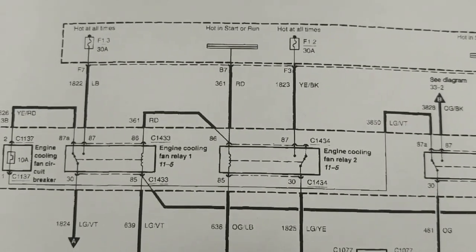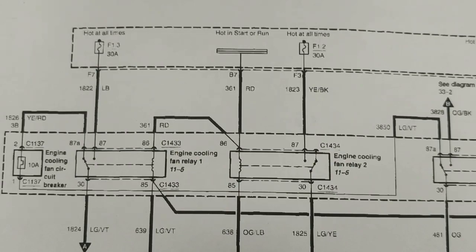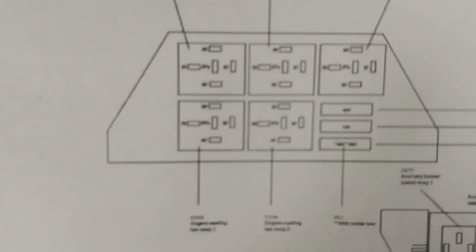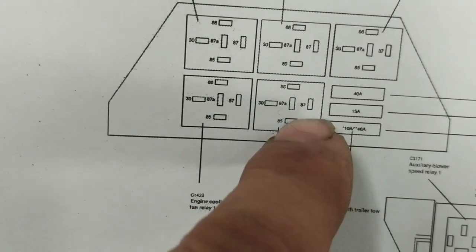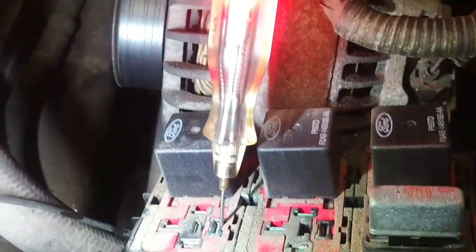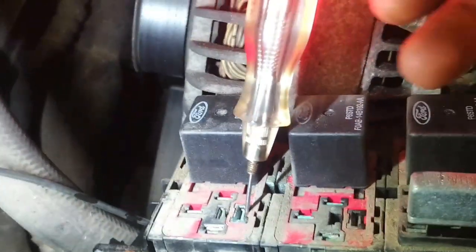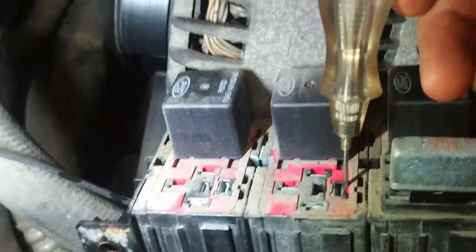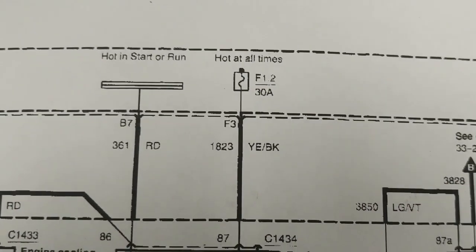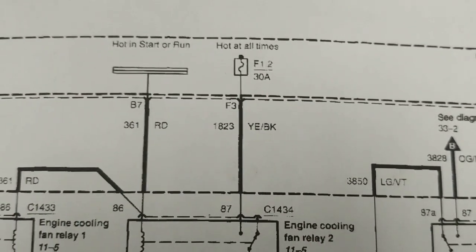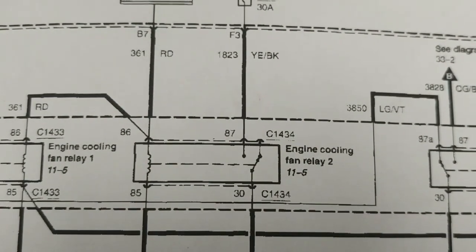So, both pins 87 on relay one and relay two, which is these two down here, this one here and this one here, those pins 87 should be hot at all times. So you can see I got the test light in pin 87 of relay one, and I got power there, but with the test light in pin 87 of relay two, I have no power. As I said, that fuse F12, 30 amp, which is actually 40 in this fuse panel, looks good.